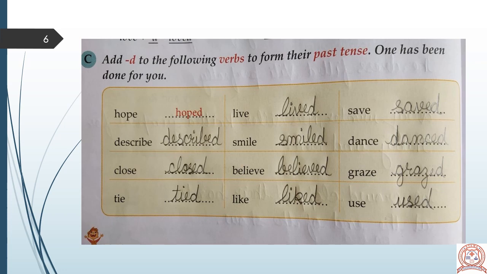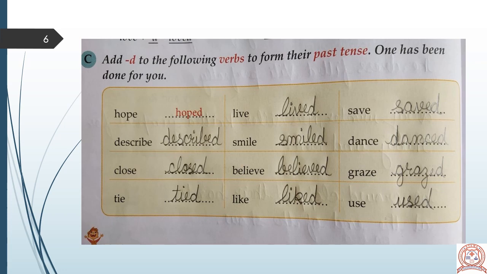Start. Hope, H-O-P-E, hope. And if we add D to it, it will become hoped, H-O-P-E-D, hoped. Describe, D-E-S-C-R-I-B-E, describe. And if we add D to it, it will become described, D-E-S-C-R-I-B-E-D. Third, close. And if we add D to it, it will become in a past tense like closed.